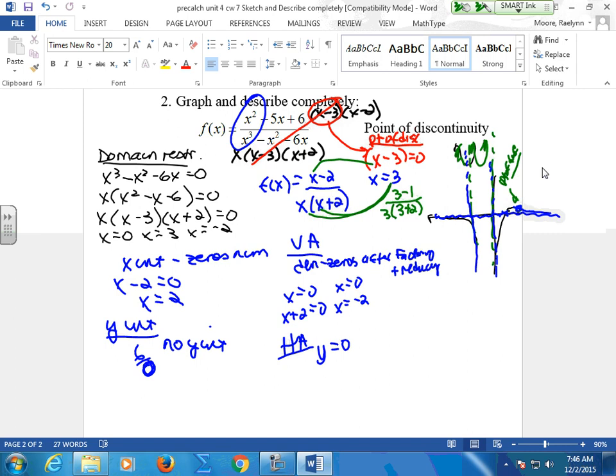Yeah, because there's no place for that really, but we're going to remove this point. It's called a removable point. When we look at it in calculus, we call this a removable point. I'm going to show you in your calculator also.